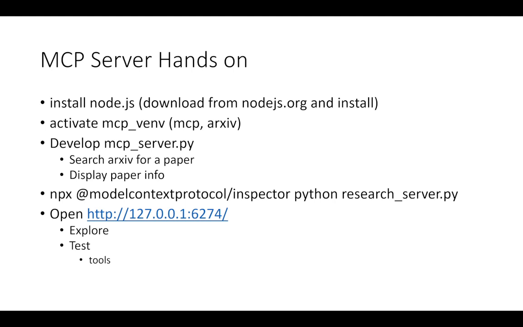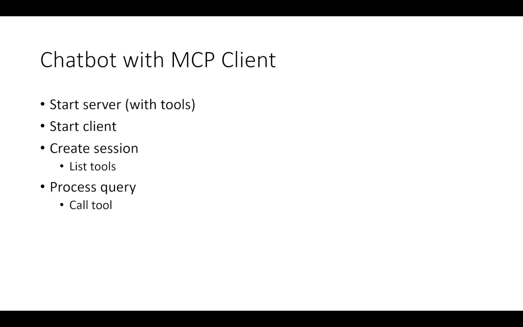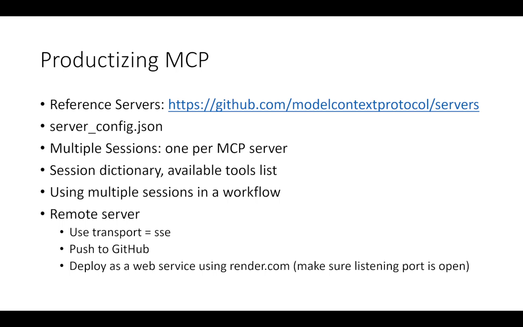Okay, so I have a hands-on video on how to build an MCP server, how to look at it using the inspector, then start a chatbot with an MCP client connecting to this MCP server, and how to take it further, where the client can talk to multiple MCP servers. There are like 6,000 of them, as we saw, right? And how to have a session per MCP server and use that session dictionary so that in a single chat workflow, you can communicate to multiple of these MCP servers to give the result, and what is the outcome of that.